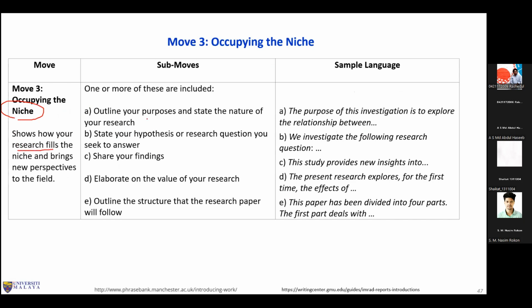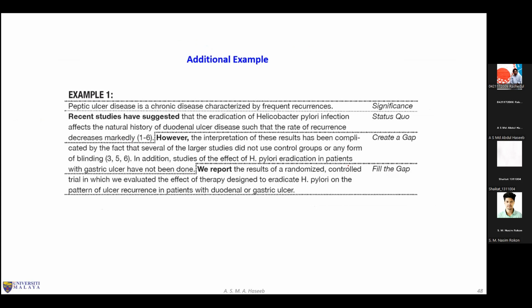And in this section, you have to tell the purpose of the paper and the nature of the work that you are doing. You may explain the hypothesis or the research question that you are seeking to answer. You may also share some findings very briefly. You can also give the value or significance of your work. And this is how you do it. The purpose of this investigation is to do this and that. We investigate the following research. And then you mention, this research provides new insights into. So this is how you occupy your niche.